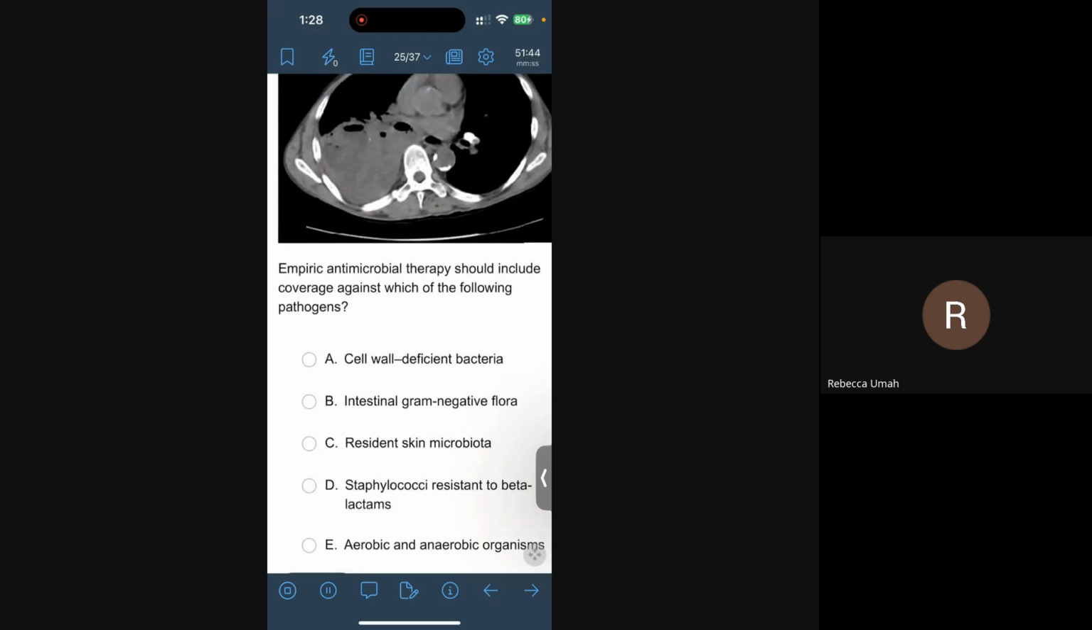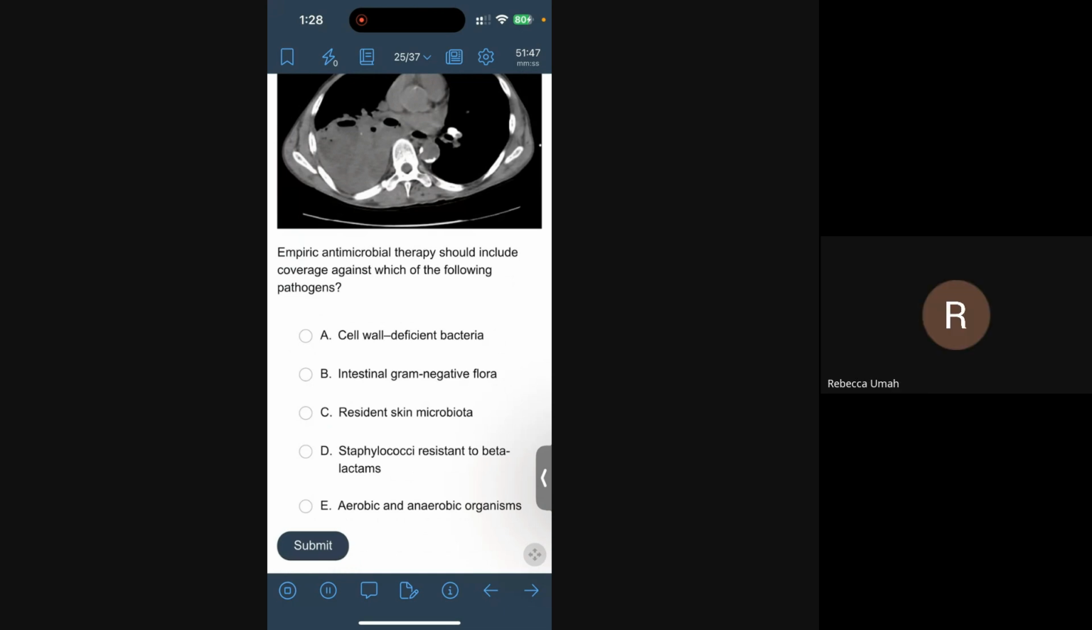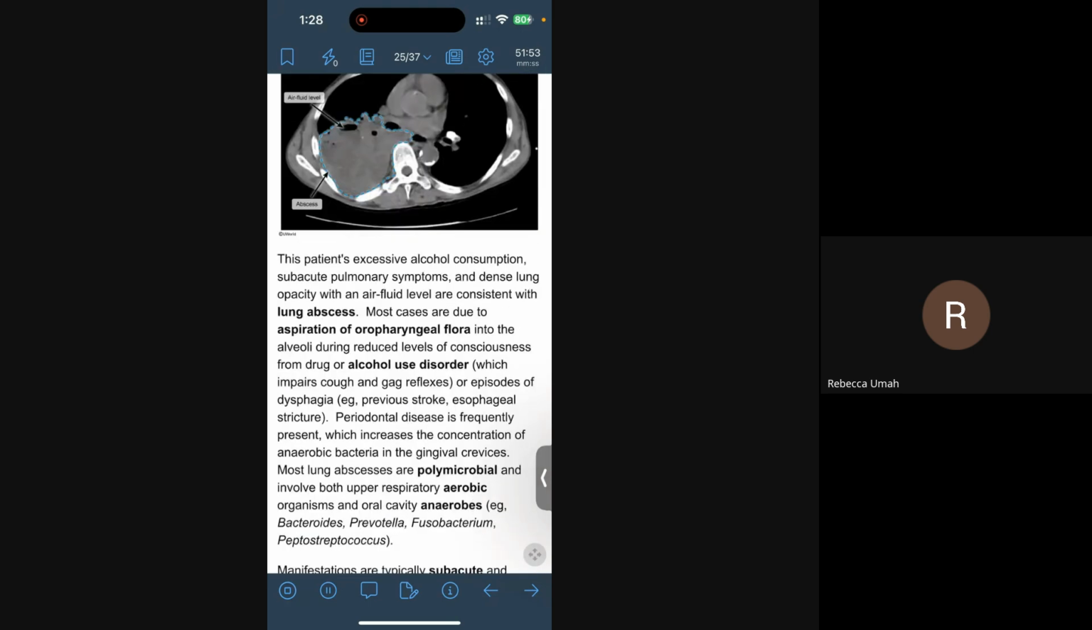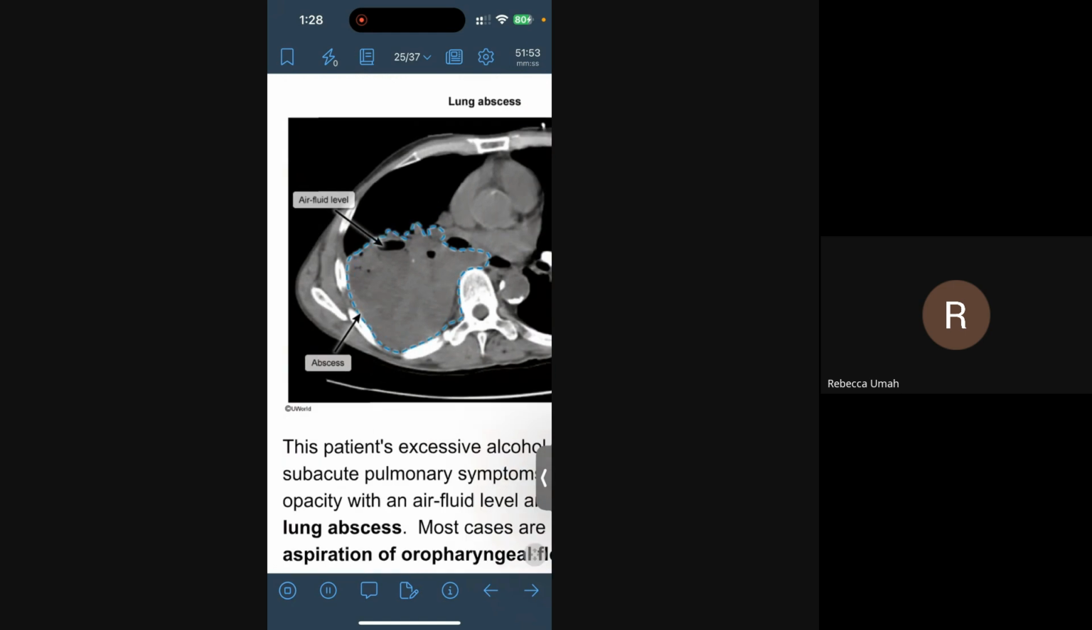What should be the answer here? E, aerobic plus anaerobic. Air fluid levels. Okay.